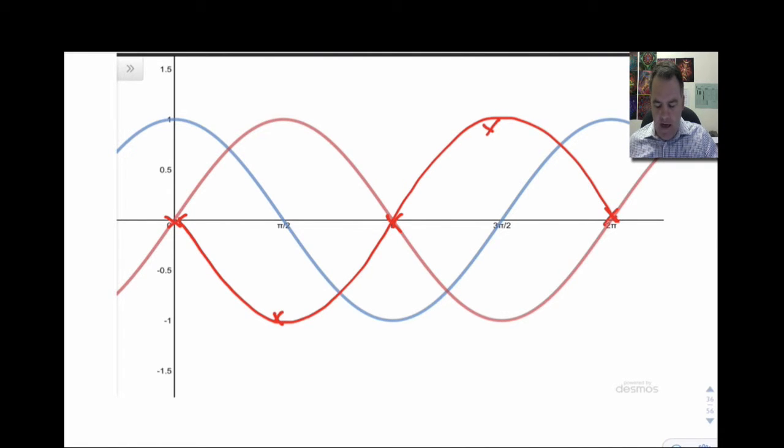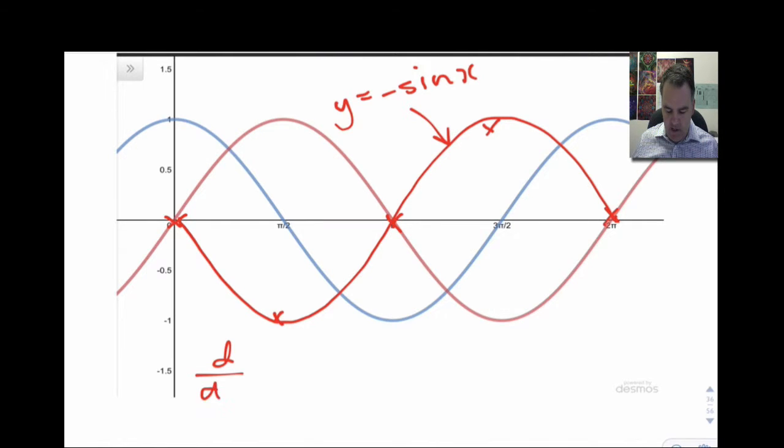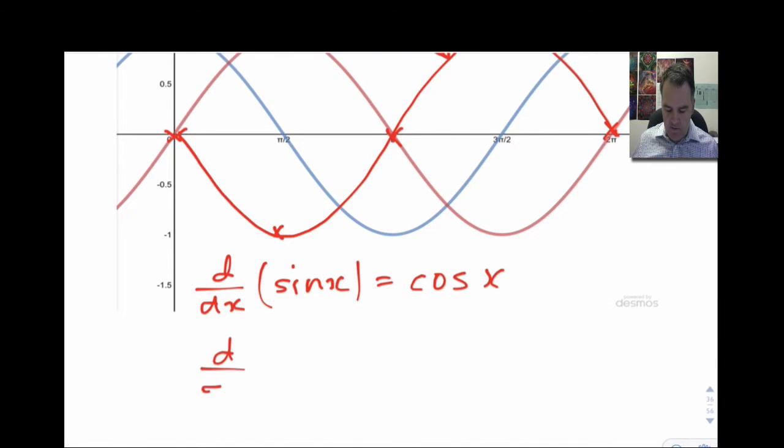That to me looks like the graph of y equals negative sin x. It's the graph of sin x, but instead of going up, we go down. It's just negative sin x. So two important results then. d/dx of sin x is cos x. And secondly, the derivative of cos x is negative sin x.